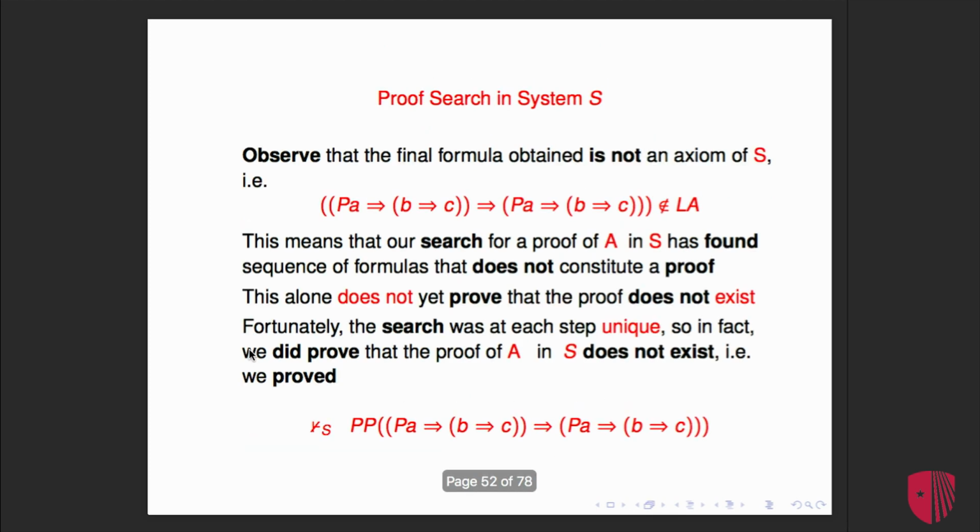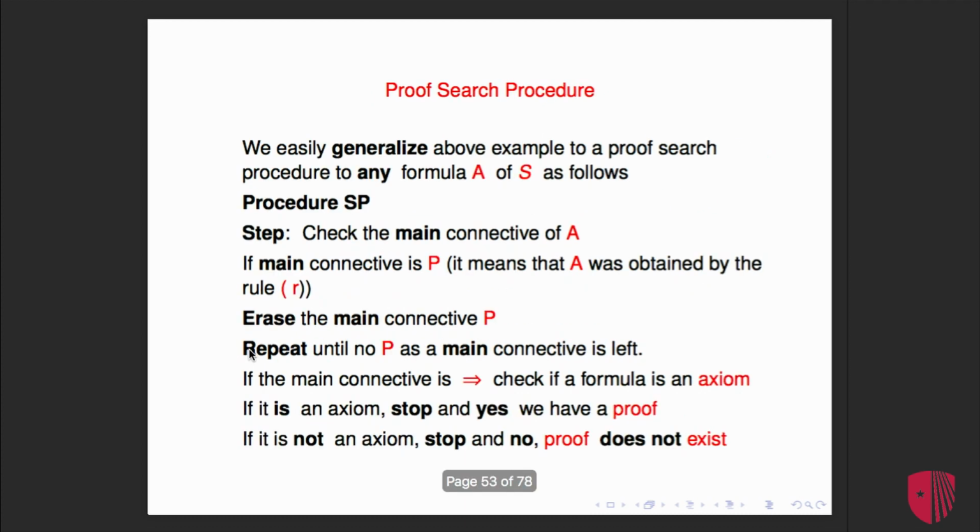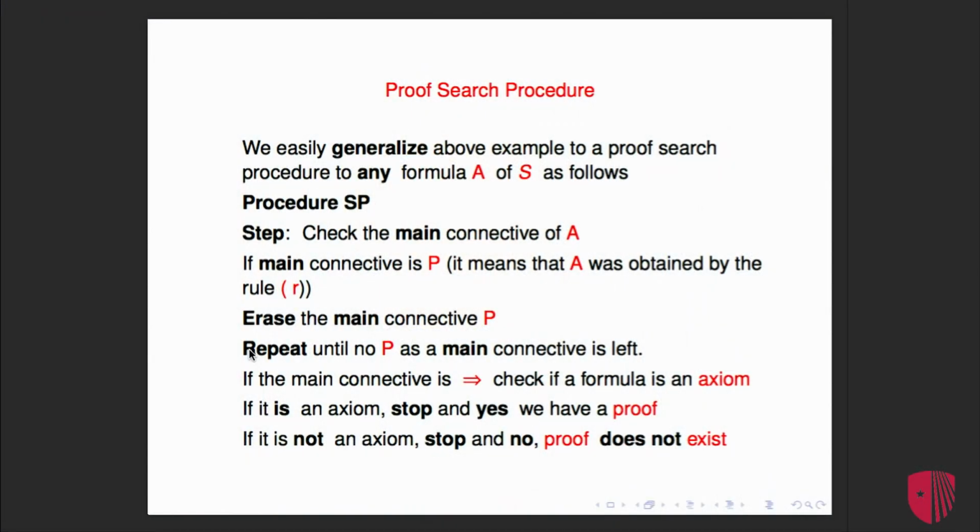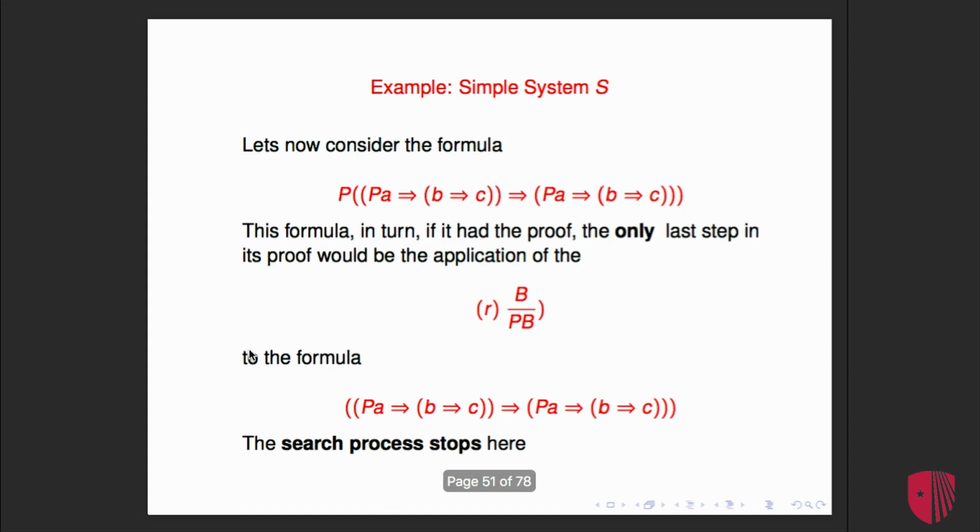I showed you a lot of that already on the blackboard. In general, a syntactically decidable proof system is such that we have a procedure. How does this procedure work? First we check, for our propositional systems, the main connective. If the main connective is whatever the rule says, it means that A was obtained by the given rule, because that was for our system. The rule was from B you conclude PB.